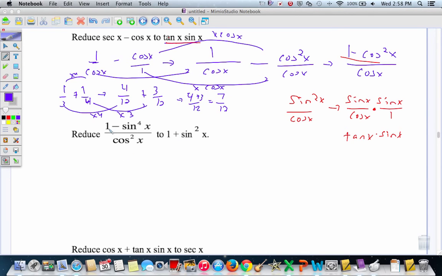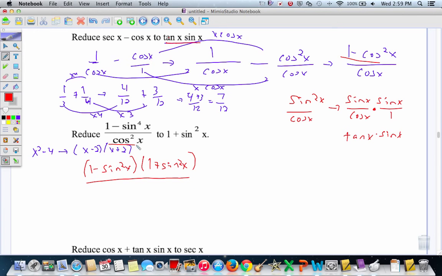Let's go again here. 1 minus sine to the 4th over cosine squared is going to reduce down to 1 plus sine squared. One of our other common ideas here is to factor what can be factored. So 1 minus sine to the 4th represents the difference of 2 squares. An algebra parallel, if I have x squared minus 4 and I told you to factor that, I hope most of us would recognize that to be x minus 2 times x plus 2. So I'm going to apply that idea to 1 minus sine to the 4th and factor that to be 1 minus sine squared and 1 plus sine squared. Okay, factoring the difference of 2 squares.